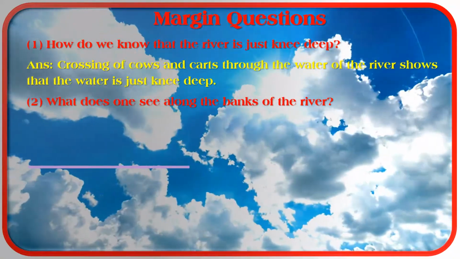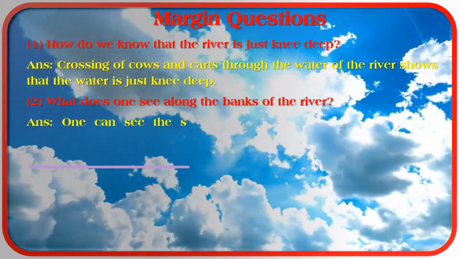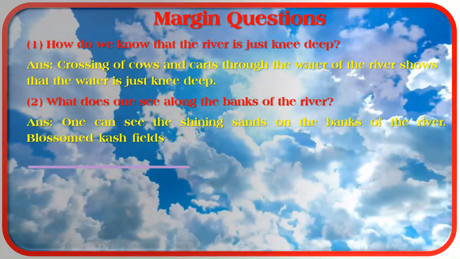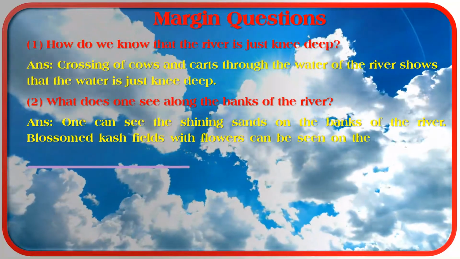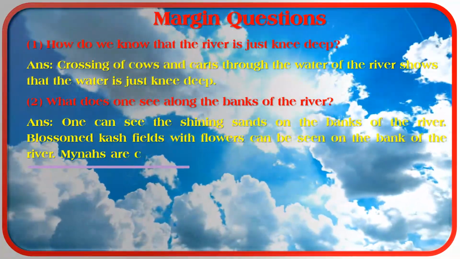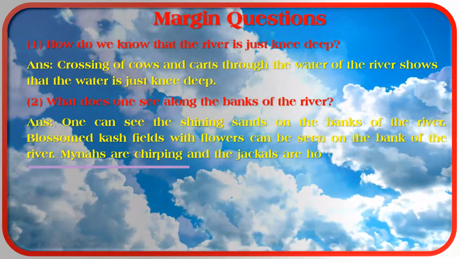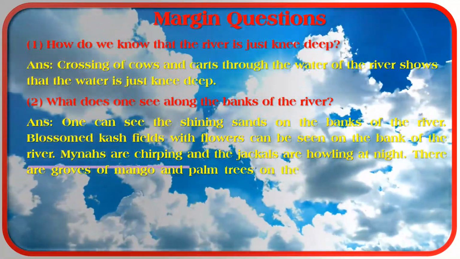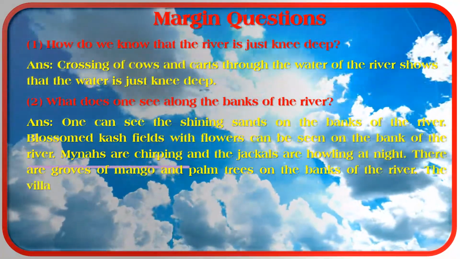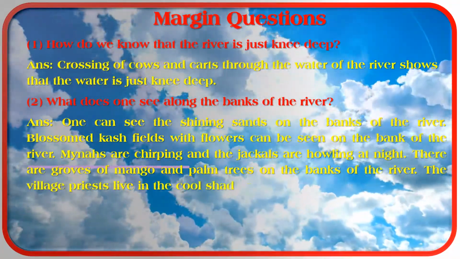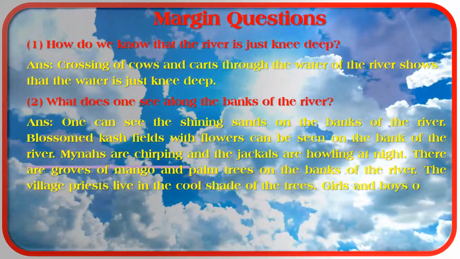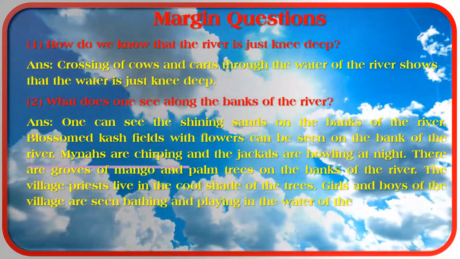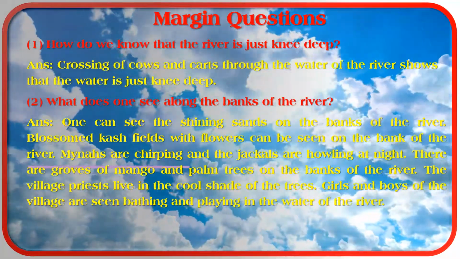What does one see along the banks of the river? Answer. One can see the shining sands on the banks of the river. Blossomed cash fields with flowers can be seen on the bank of the river. Mynas are chirping and the jackals are howling at night. There are groves of mango and palm trees on the banks of the river. The village priest lives in the cool shade of the trees. Girls and boys of the village are seen bathing and playing in the water of the river.